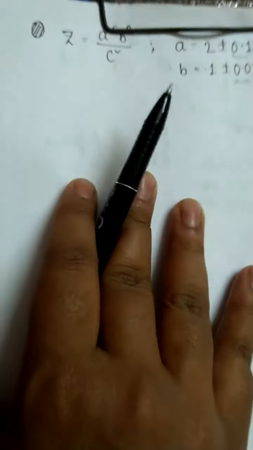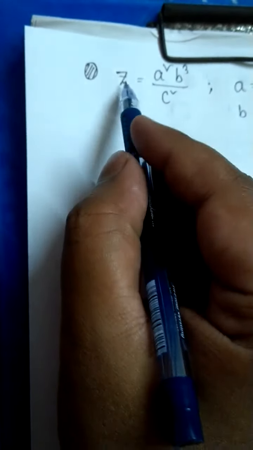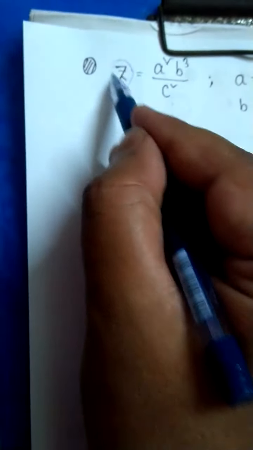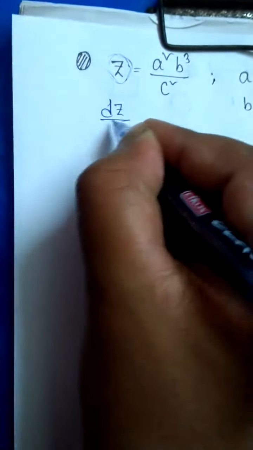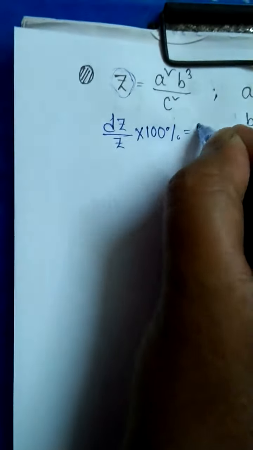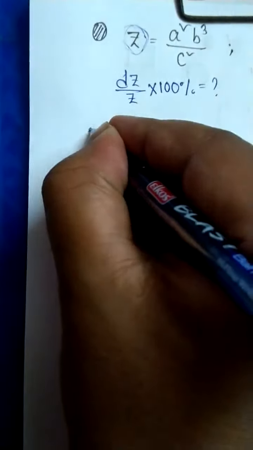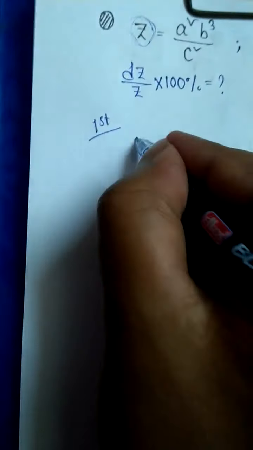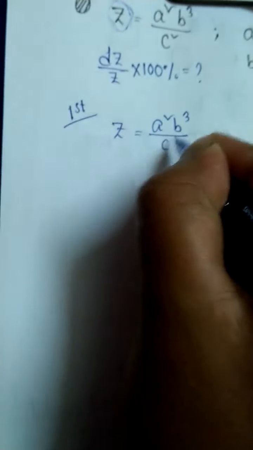So what does it mean actually? Before that, you are asked to find the percentage error in measurement of z. So percentage error in measurement of z means you have to calculate dz by z into 100%. You have to calculate this dz by z into 100%. Okay, now I am doing this. So step number 1, that is already given: z equal to a square b cube by c square.